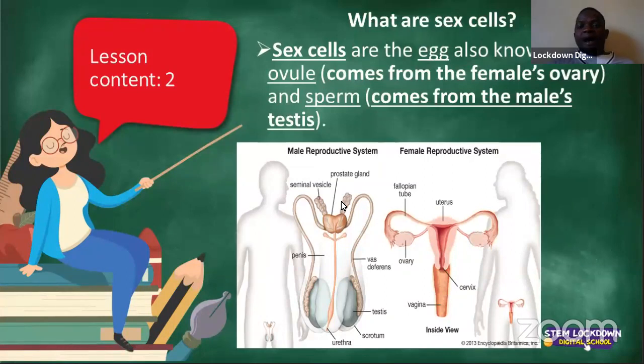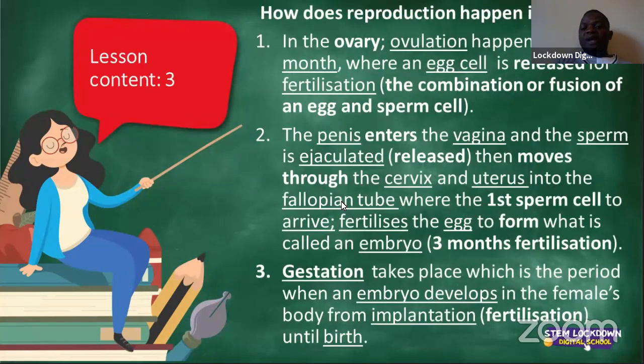So basically, I've created certain steps that are meant to summarize how reproduction happens in humans.